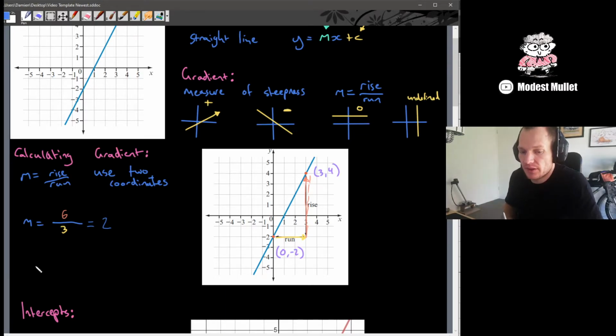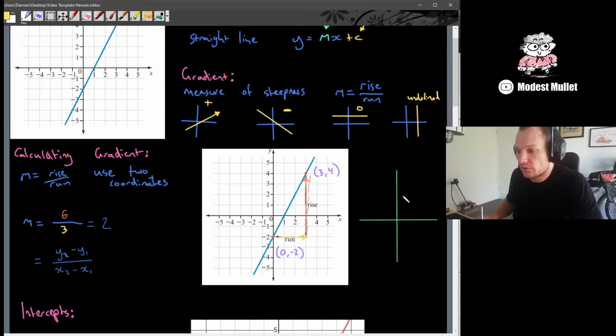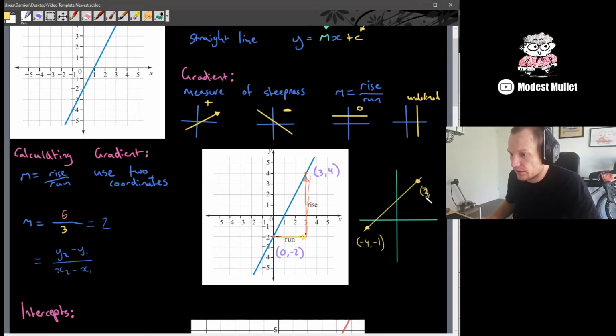A fancier way of writing this rise over run, we could write it as y2 take away y1 on x2 take away x1, which just talks about the coordinates of the 2 points. So if I draw another quick graph over here at the left, put a line in there, and I tell you 2 points, so this might be -4, -1, and this point over here is 3, 5.